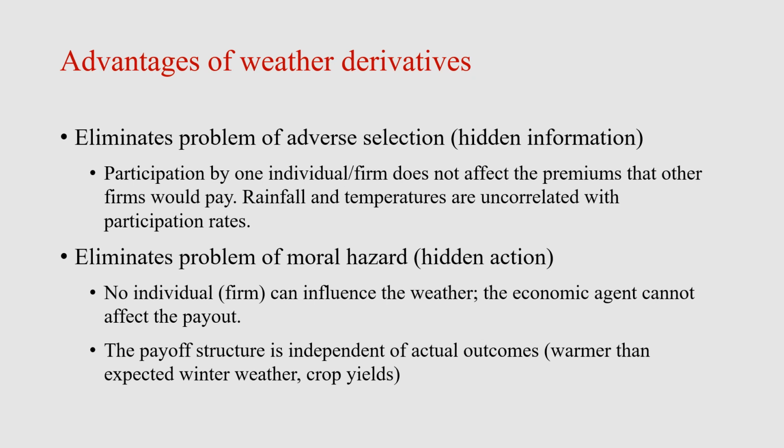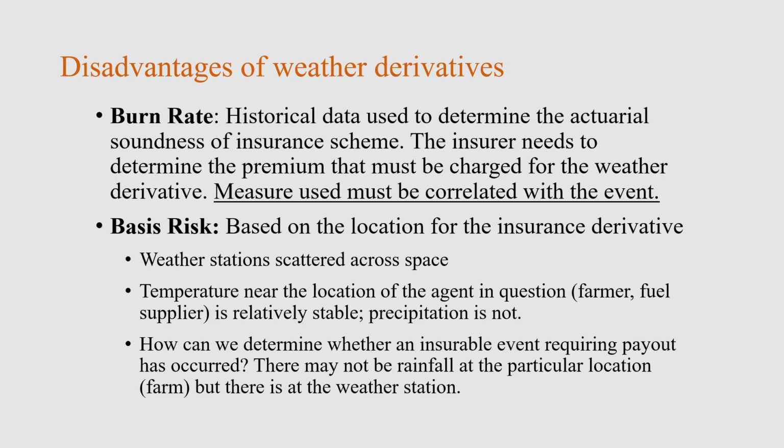The other advantage is that weather derivatives eliminate the problem of moral hazard or hidden action. No individual, firm, farm, whatever can influence the weather. The economic agent cannot affect the payout. The payoff structure is independent of actual outcomes. Warmer than expected winter weather, for example, doesn't affect it. It doesn't affect the crop yields either. So these financial instruments are free of any problems with adverse selection or moral hazard.